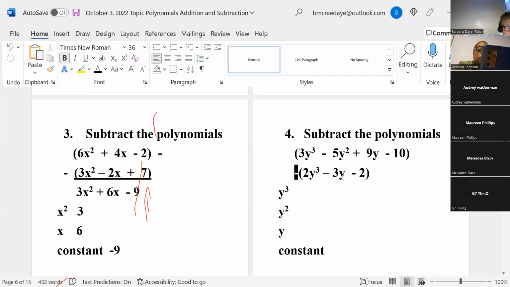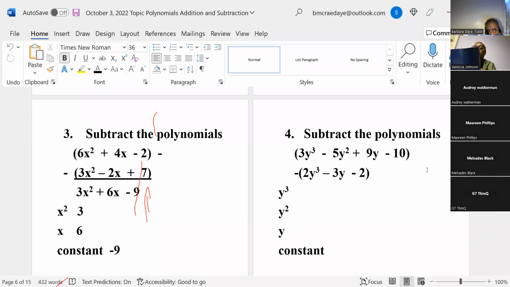You don't have a y square here, so you don't have anything to subtract, right? Then you go to your 9y and you say, okay, that's going to be a plus. So my 9 and my 3, what does that give me? Then I go to my minus 10. I say this will change to a plus. So what does my minus 10 and my plus 2 give me? So you could do it all on the horizontal without going this way. So it depends on your preference.